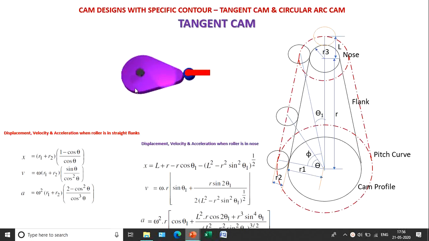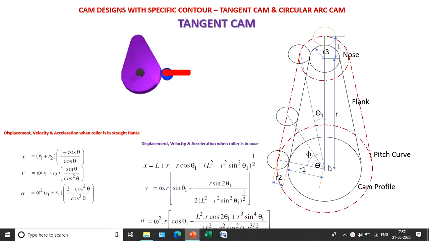The profile of the cam is predefined. How is it defined? There are two circles, like this: this is one circle and this is another circle. These circles are joined by a tangential line. This is the profile of the cam, and based on this profile we can design the cam. So these are the dimensions.